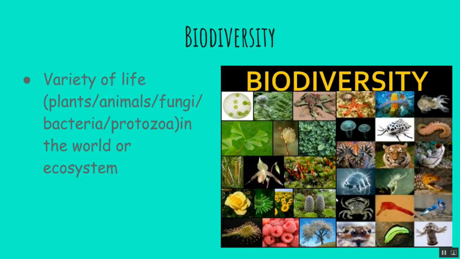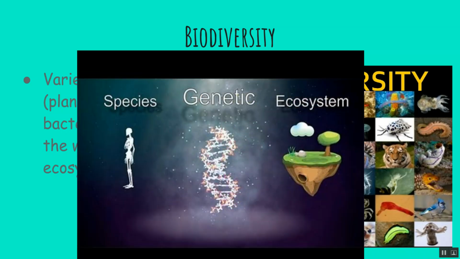So we're going to move on to biodiversity. What is biodiversity? Well, bio means living. Diversity is like a variety. So a definition would be the variety of life, and that includes plants, animals, fungi, bacteria, and protozoa. So not just plants and animals in the world or in the ecosystem. So all living things. There are 3 types of biodiversity. There's species biodiversity, genetic biodiversity, and ecosystem, sometimes called ecological biodiversity.